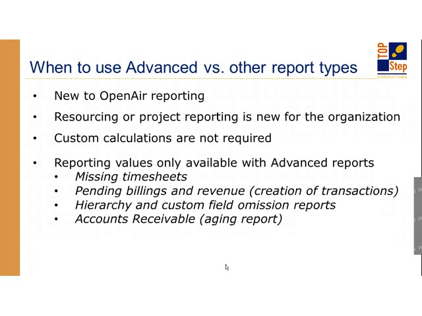And then reporting values that are only available with the advanced reports. So missing timesheets. You can't get that out of a detail or summary report. The pending billings and revenue recognition report for creating transactions, it's unique functionality. You're not going to get that out of the standard or detail reports. And the hierarchy and custom field omission reports.